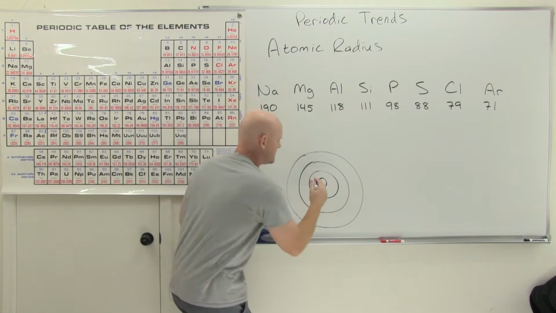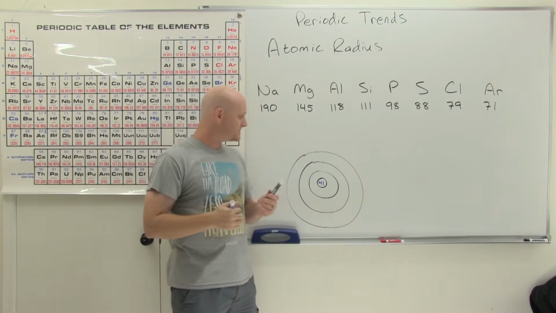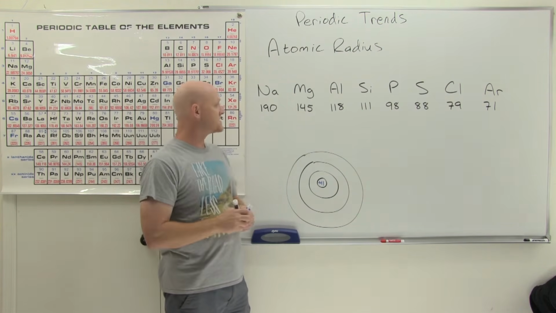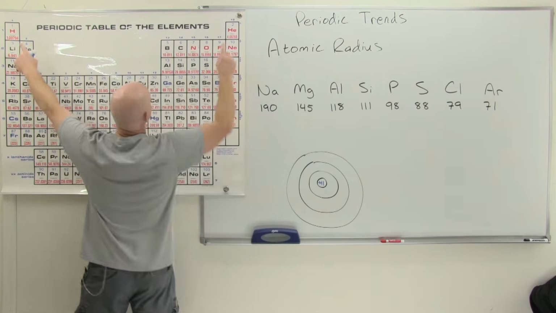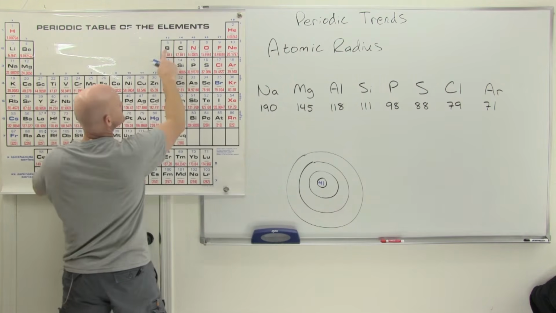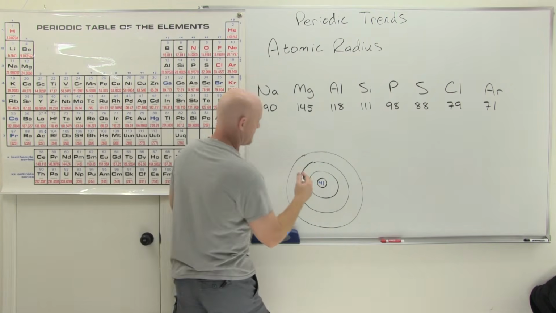And so we're going to have a plus 11 charge on our nucleus, 11 protons in there. And sodium is going to be 1s2, 2s2, 2p6, and let's work that out. So 1s2, 2s2, 2p6, 3s1.